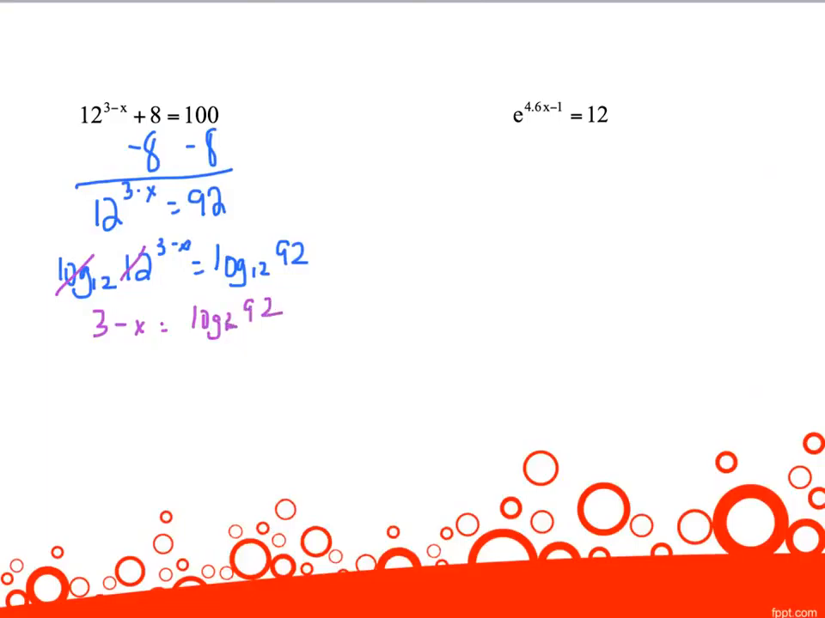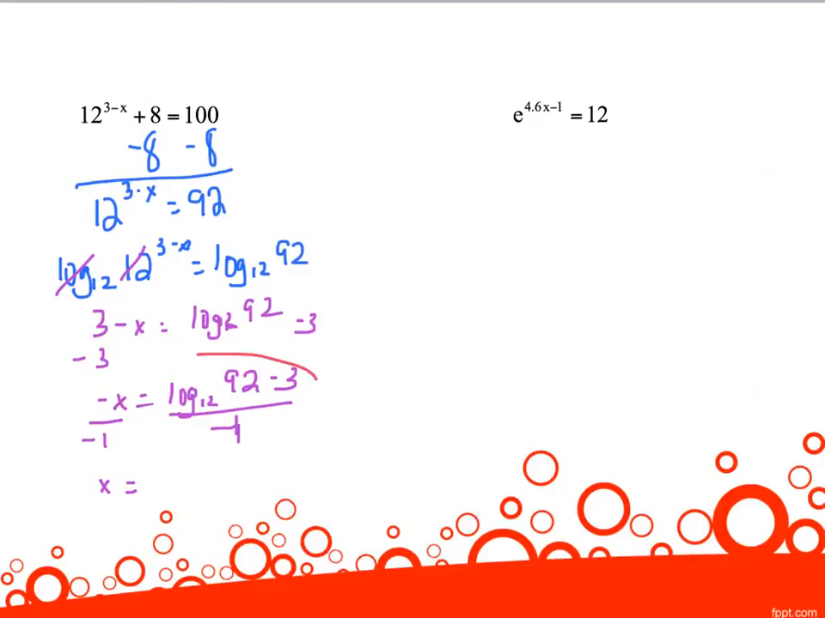And then I want to get my x by itself, so we'll subtract 3. So I have negative x is equal to log base 12 of 92 minus 3. And then since I want just x, I would divide everything by negative 1. And now that would be my final answer if I'm not using my calculator.